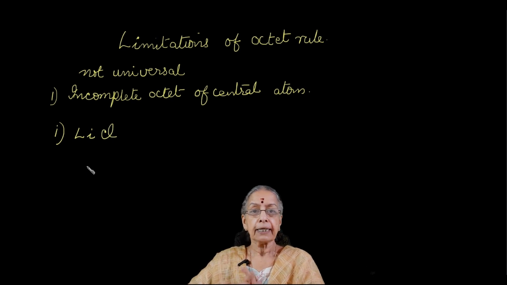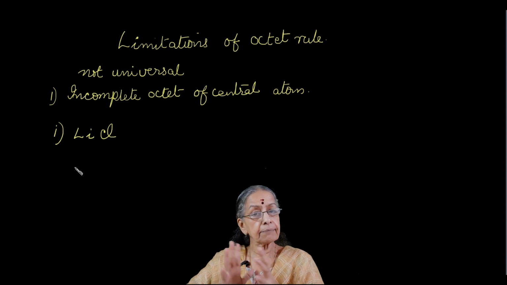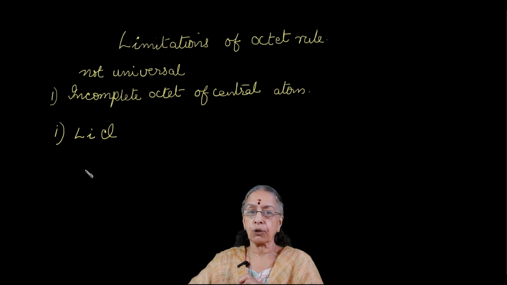So actually, it should form ionic compounds like other metals. But lithium is an exception to first group. It forms covalent bond. Atomic number of lithium is 3. So the outermost shell, that is the valence shell, has only 1 electron. Lithium is the central atom in lithium chloride because lithium is less electronegative than chlorine. That is the criteria for deciding the central atom.